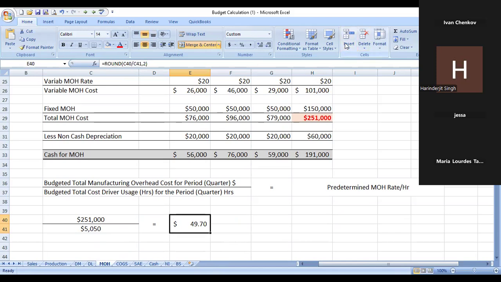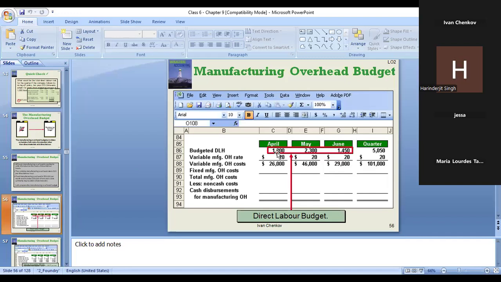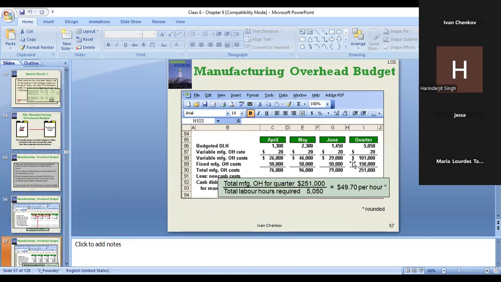So let's go back to slides and move to that cost per unit. First, let's go quickly over the manufacturing overhead. Again, we're getting the direct labor hours that we need to produce our production. We're adding the $20 per hour. We're getting the variable overhead. Then we're adding the $50,000 fixed cost, and we're getting the total cost, which is $251,000 based on the 5,050 hours budgeted.